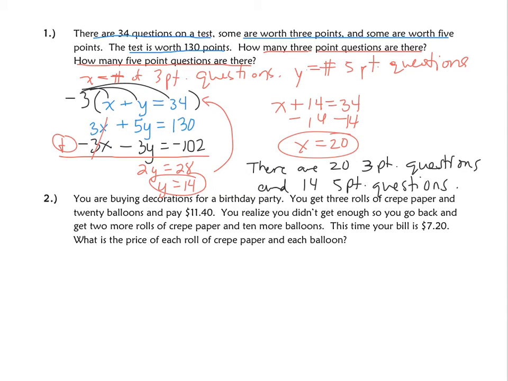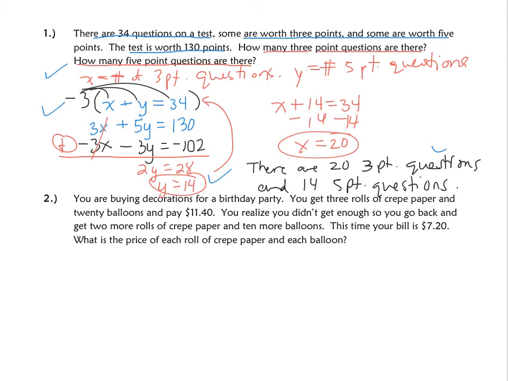I'm not looking for a novel. You don't have to write Shakespeare. All you got to do is write a sentence simply explaining what the 14 and the 20 mean. That's it. So we did our 4 steps. First step was to define our variables. We wrote our equations. We solved. We wrote our sentence.